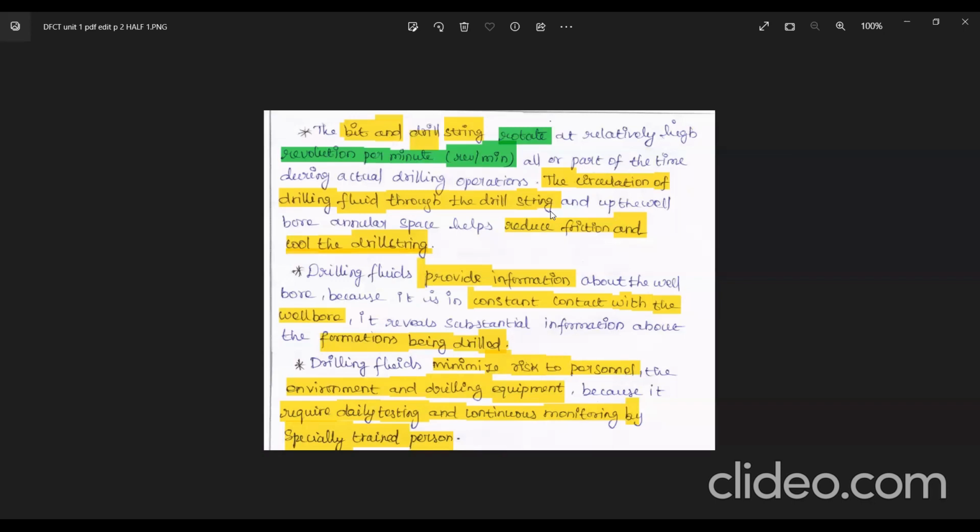So what we test here: drilling fluids, nature or property. Drilling fluids minimize risk to personnel, environment, and drilling equipment. How come? If the fluid is going to ensure wellbore stability, then fewer accidents are going to happen, minimizing risk to personnel, environment, and drilling equipment. But of course, it has to be tested daily and continuously monitored by a qualified person.